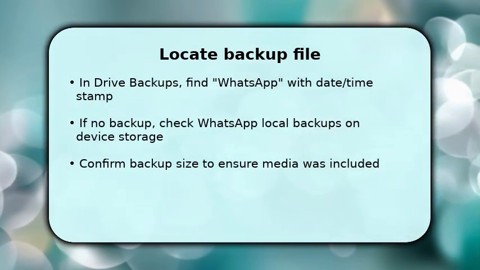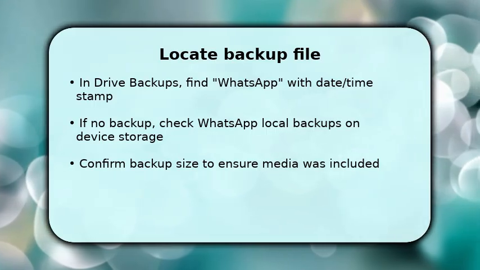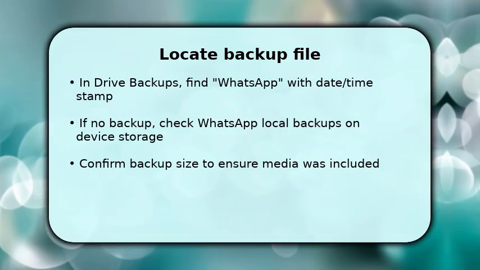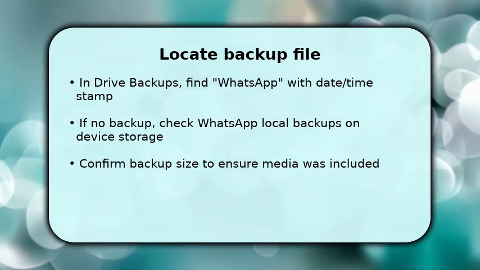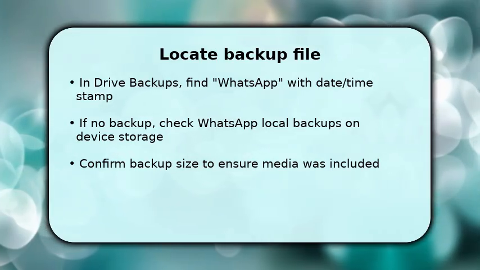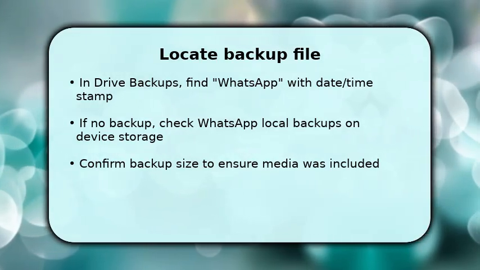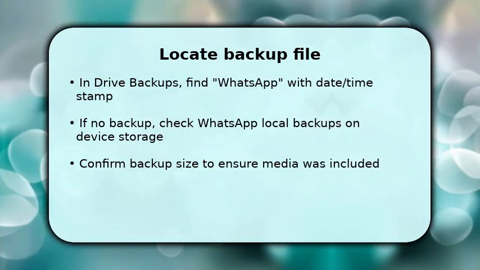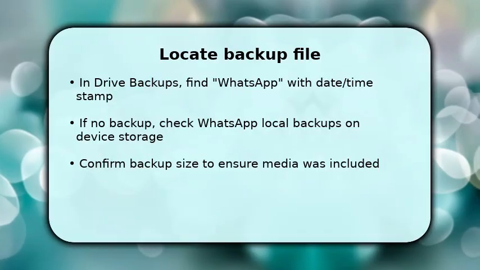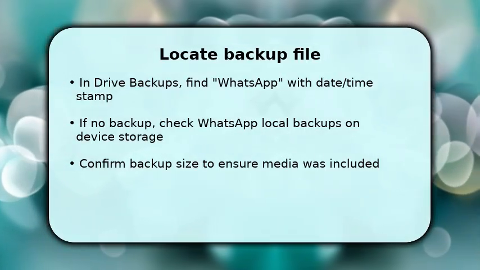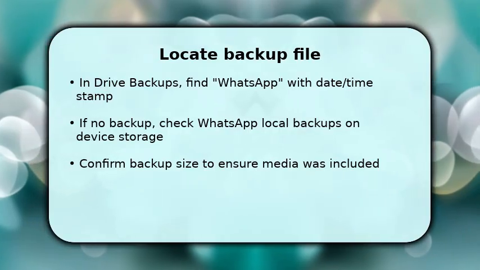Next, you inspect the backup details. In Drive, then Backups, select the WhatsApp item to view date, size, and associated phone number. This tells you what will restore. If you don't see an entry, check WhatsApp local backups in internal storage, then WhatsApp, then databases. These can be used to recover chats. Make sure the Drive backup size indicates media included if you expect photos and videos. This clarity helps you choose Drive Restore versus local file restore without guesswork.